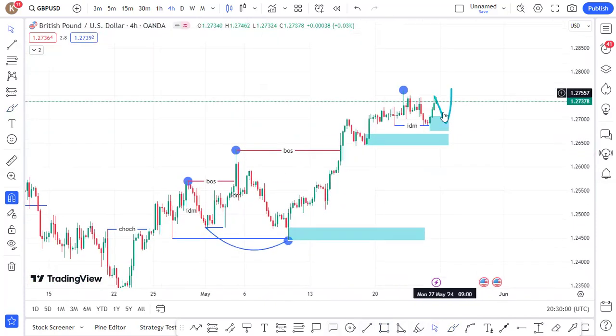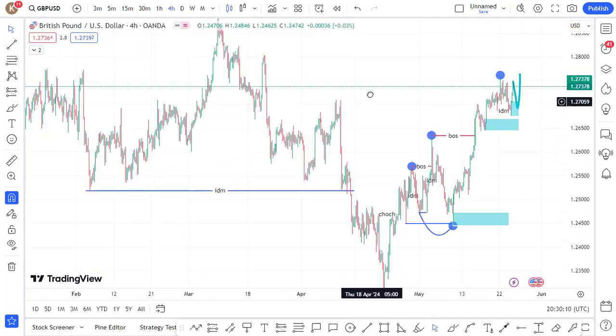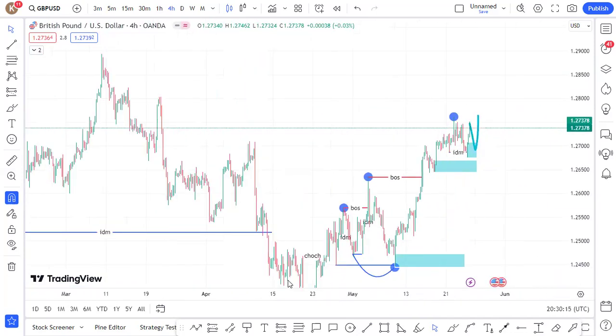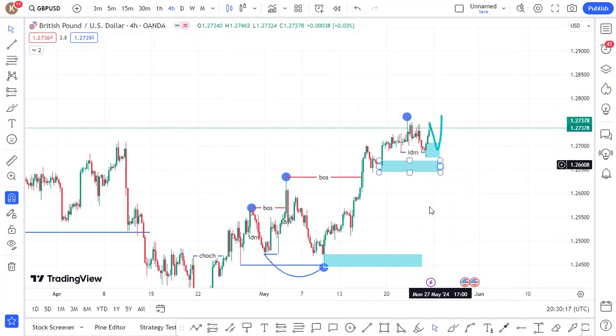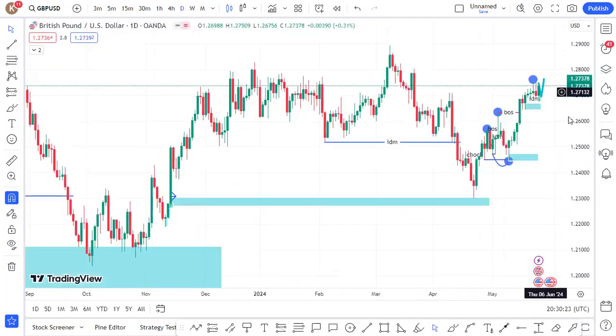I want to see how the price reacts on this demand, also on this one, and also on this extreme zone here. But the price is really bullish, and this one is a good zone to see that the price is trying to push to the upside. And we want to stay with the trend, because as you can see on the daily time frame, there's a strong trend to the upside here.